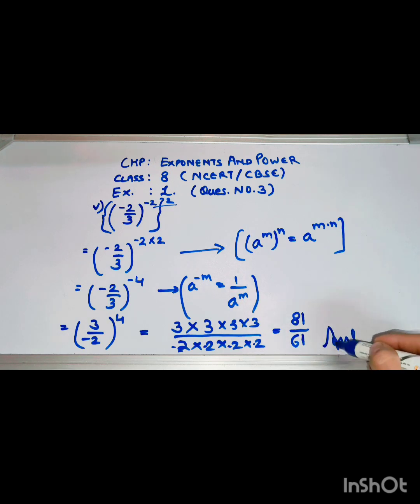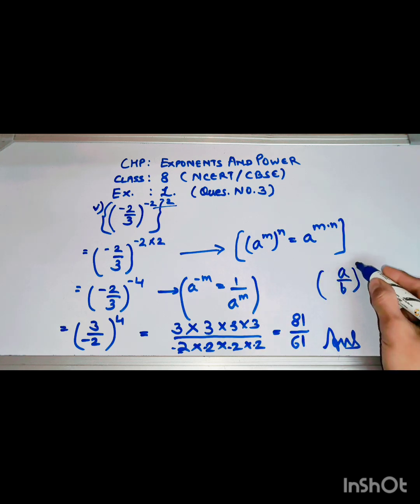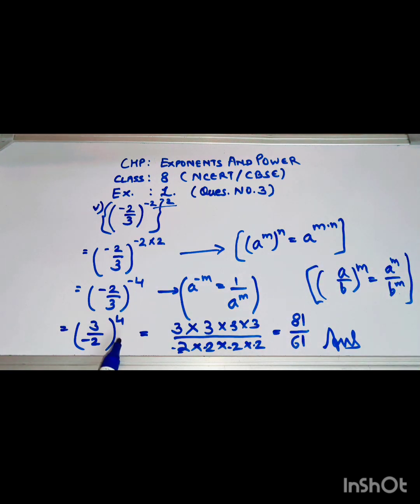Okay. But let's write the rule here, if a divided by b whole raised to the power m, then we can write it as a raised to the power m divided by b raised to the power m. So this rule we have applied here. So by this rule we have done this.